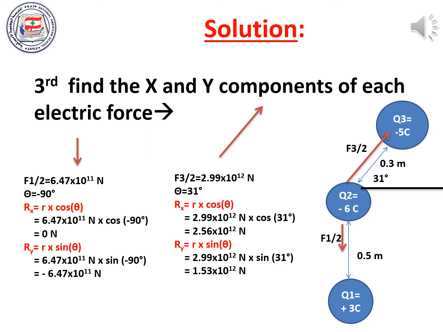Now force 3 on 2 is equal to 2.99 times 10 to the power 12 newtons, and the direction is given to be 31 degrees. So in order to calculate the x component, we use the following equation, R times cosine angle. So 2.99 times 10 to the power 12 times cosine 31 is equal to 2.56 times 10 to the power 12 newtons. And the y component is equal to R times sine angle, so 2.99 times 10 to the power 12 times sine 31 is equal to 1.53 times 10 to the power 12 newtons. This is the third step.